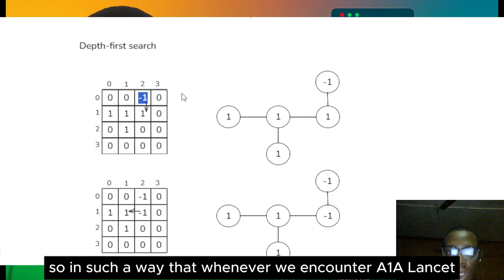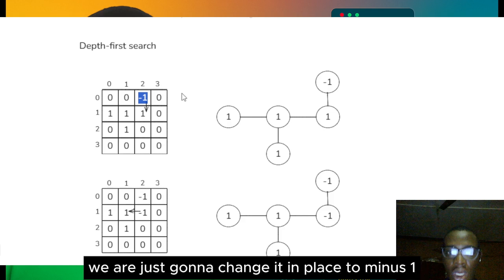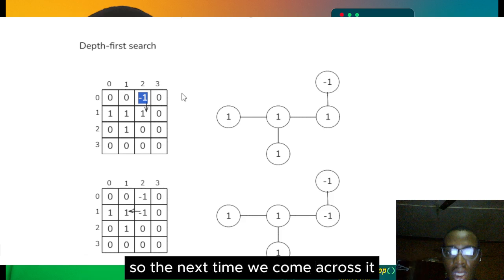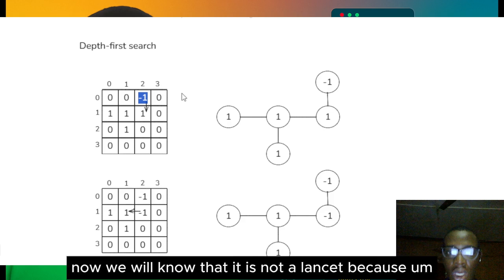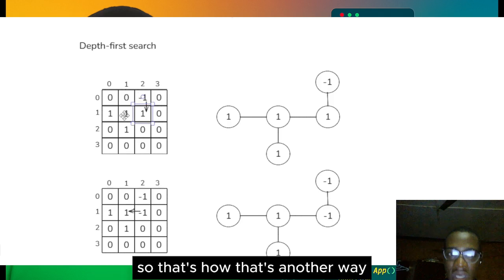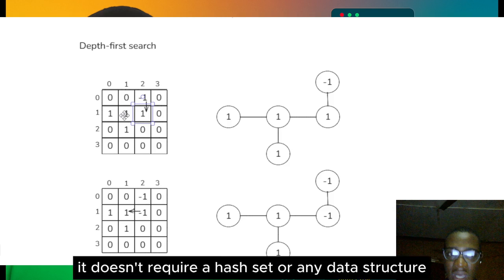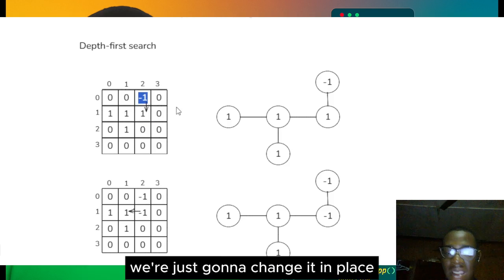So whenever we encounter a land cell, because we have visited that land cell, we are just gonna change it in place to -1. So the next time we come across it, we will know that it is not a land cell, because land cells are actually 1 and not -1 or 0. They are just 1, right? So that's another way, and we are gonna go for that way because it doesn't require extra space. It doesn't require a visited set or any data structure. We're just gonna change it in place.